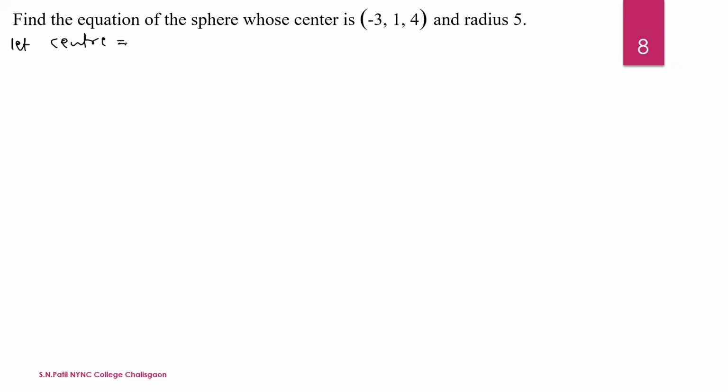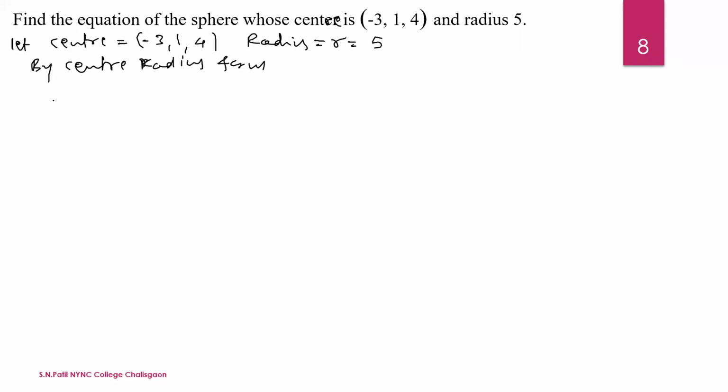Let the center of the sphere be (-3, 1, 4) and the radius r is equal to 5. By the center-radius form, (x minus a) whole square plus (y minus b) whole square plus (z minus c) whole square is equal to r square.